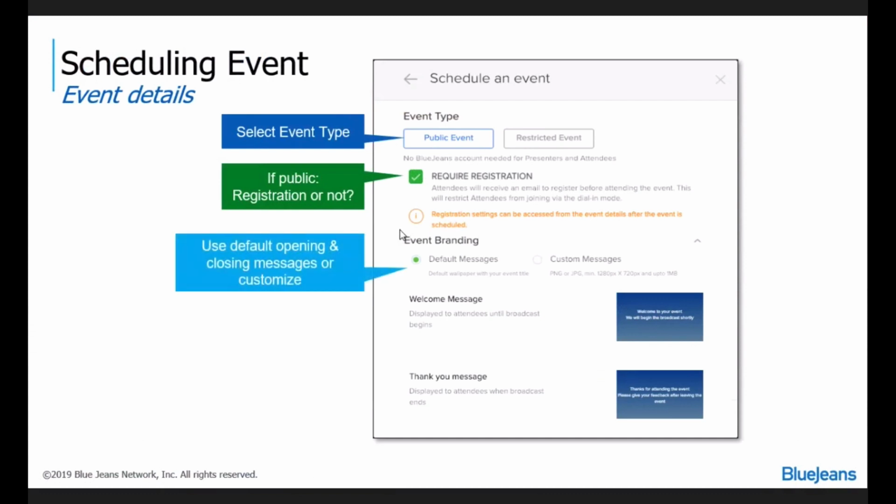But below there you see event branding. That's going to be your opening and closing message. We have a default one for you. It's just simply welcome to your event, it will start shortly, and thank you at the end. However, you can customize your branding, so your opening and closing message. You can upload a graphic file. Now, it has to be PNG or JPG. If you want text in that custom message, you'll need to add it to your file before you upload it. You won't be able to do it after, okay? But you can do it before.